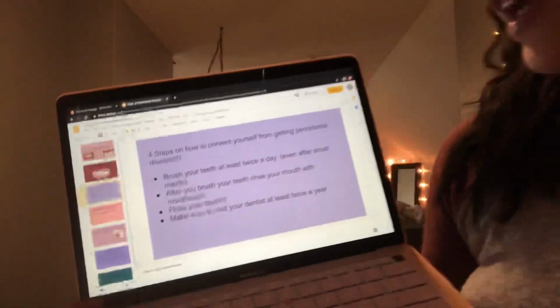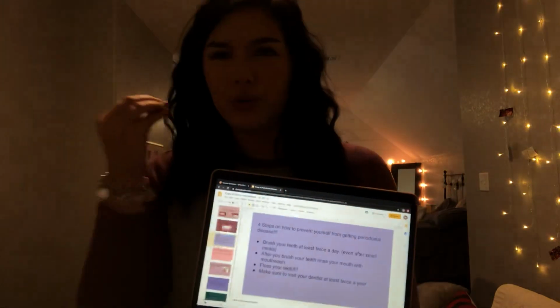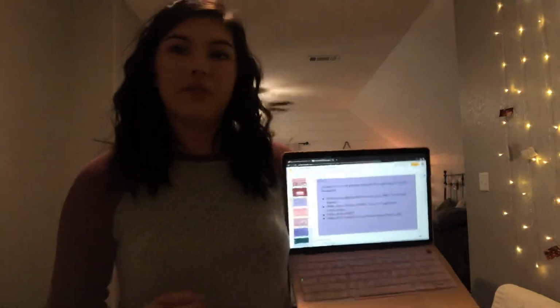Okay, the third thing is make sure you floss your teeth. That is really, really important. Flossing your teeth is really important because you get extra food that you can't get with your toothbrush. And if you don't floss your teeth, the extra food that is just left in there will just be left in your mouth for the rest of the day or until you brush your teeth again, if it even comes out again. And it can get infected and it can cause inflamed gums.